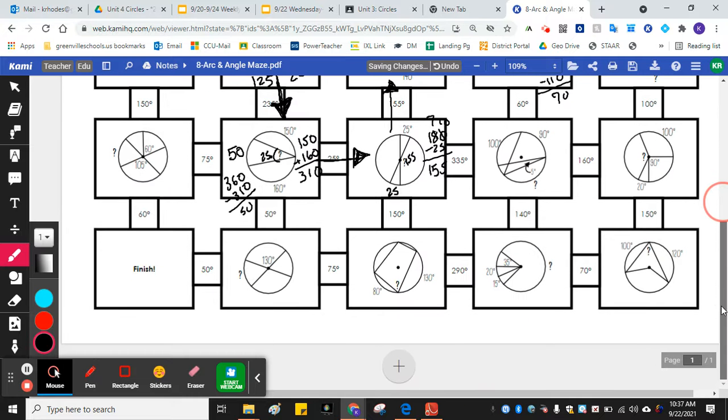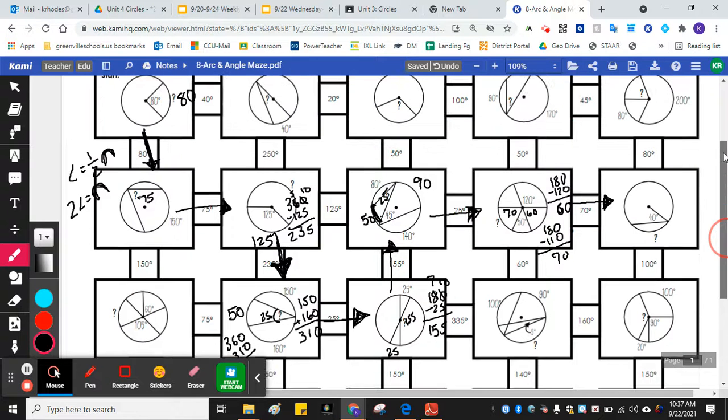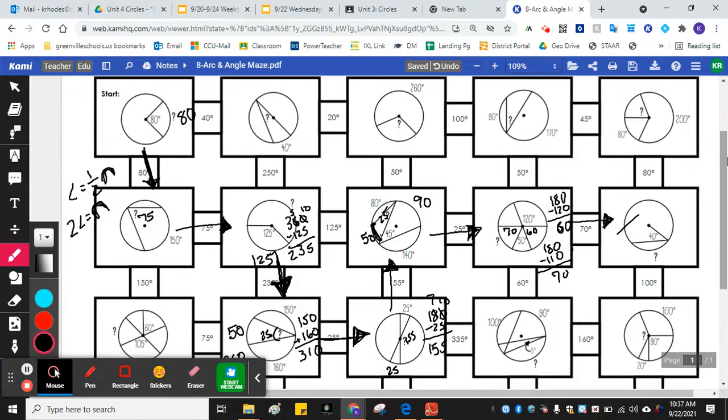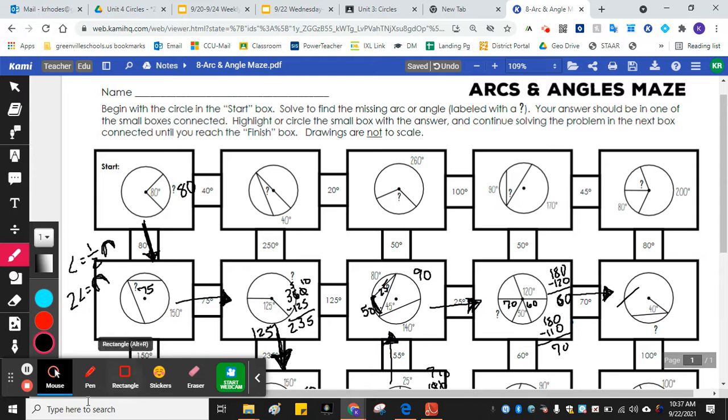I want you to keep going. See how you do. Help each other out, work together. Hopefully that helps with inscribed and central angles.